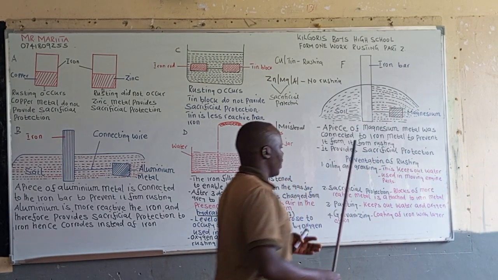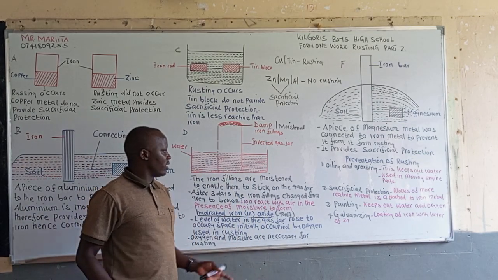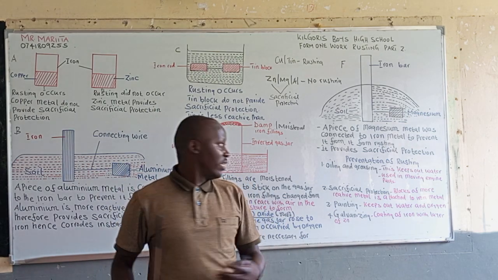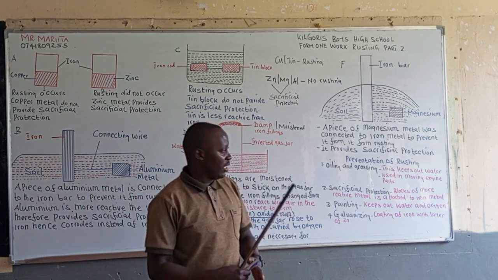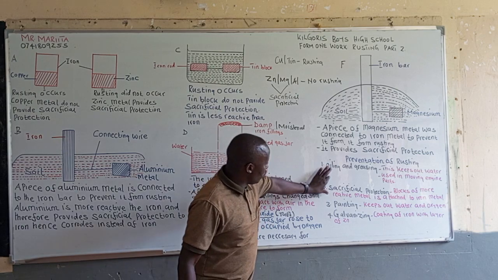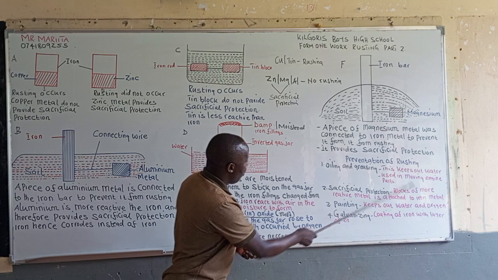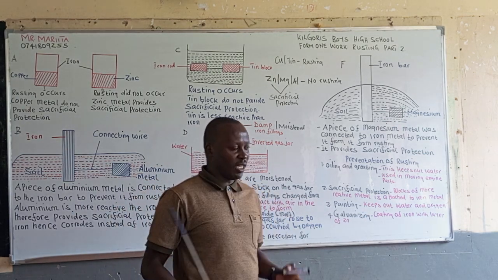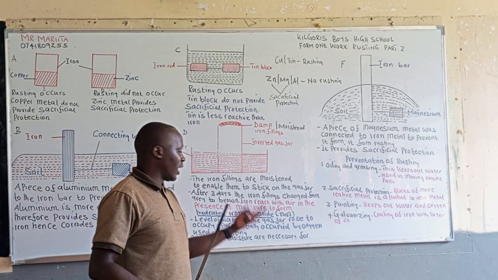Now, what are the methods of preventing rusting? One method of preventing rusting is oiling and greasing. Oiling and greasing keeps out water, and in most cases, this one is used in moving engine parts. You have also sacrificial protection, whereby blocks of more reactive metal are attached to the iron metal, so they provide sacrificial protection, or they can prevent that iron metal from rusting.